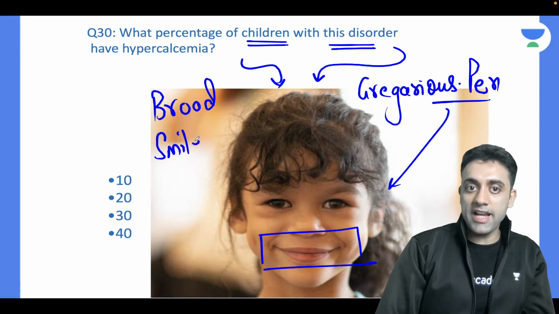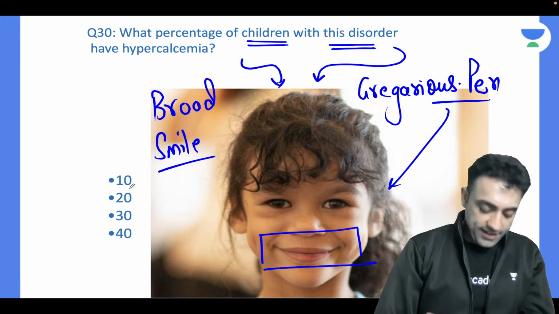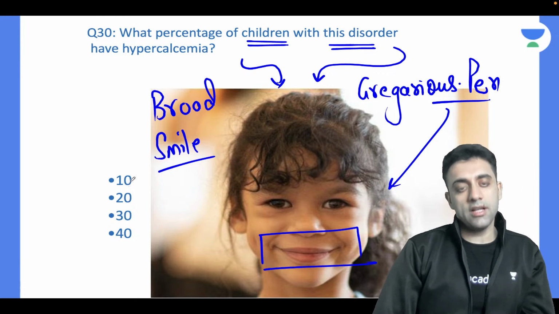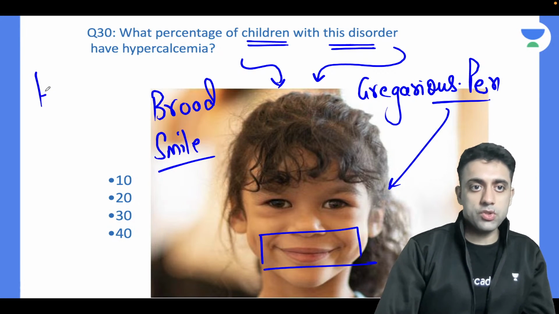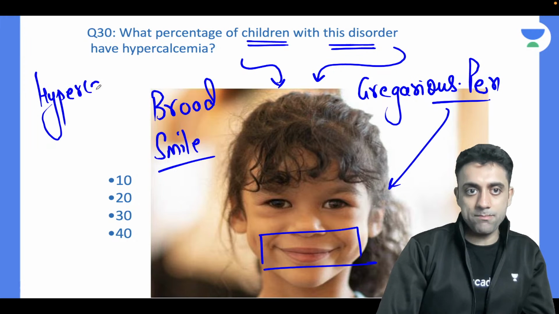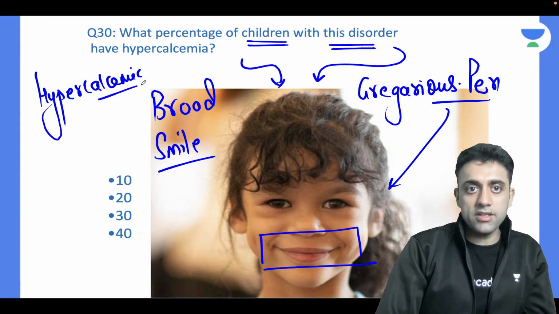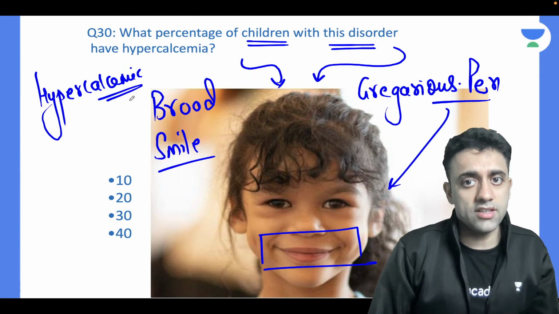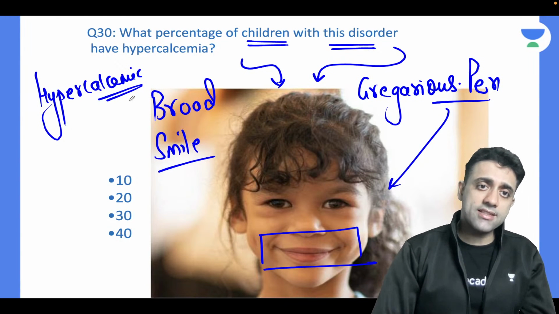So broad smile, gregarious personality. Please remember, what you call Williams syndrome babies usually have hypercalcemia. So the question is, what percentage of children with this disorder can have hypercalcemia?